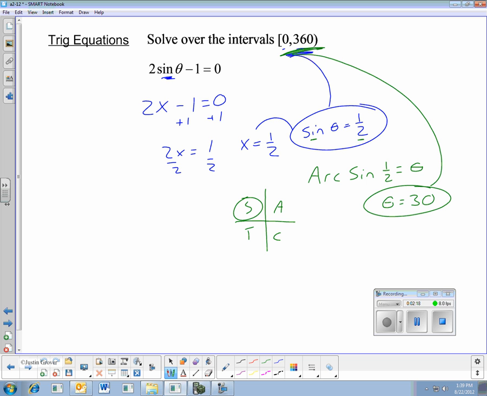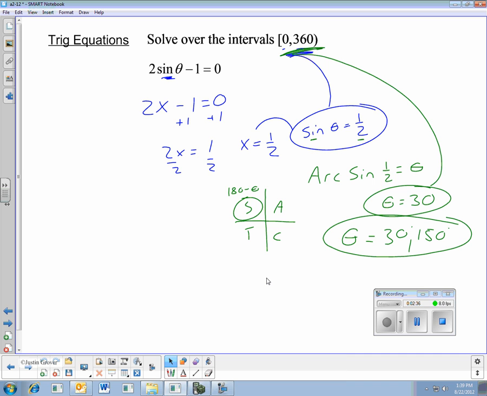So it's got to be in quadrant 2. And we know reference angles in quadrant 2 are 180 minus theta. So 180 minus what gives me that 30 degrees? 150. So theta is 30 degrees and 150 degrees.